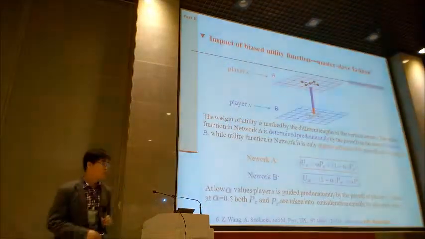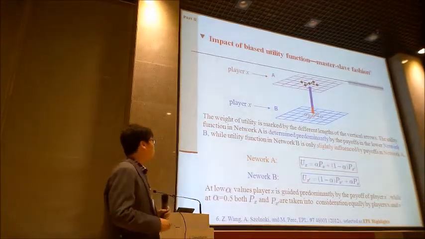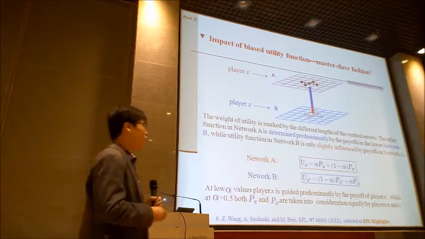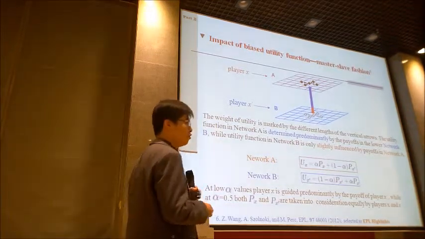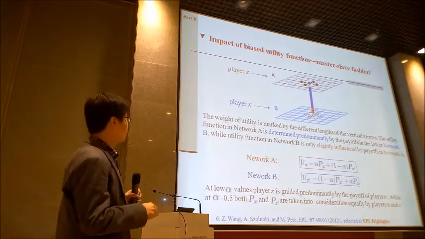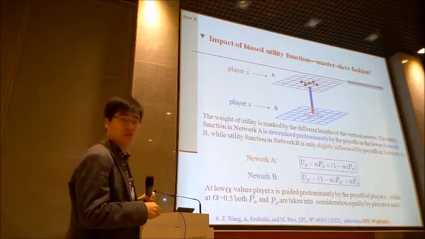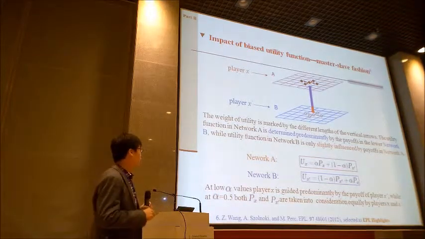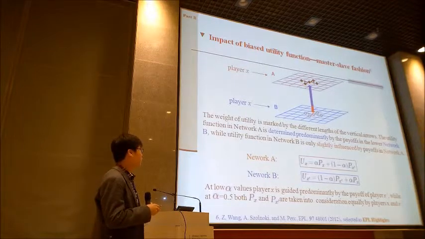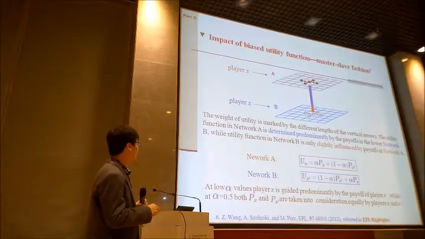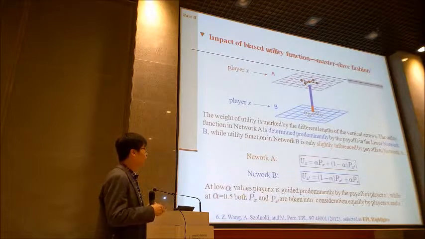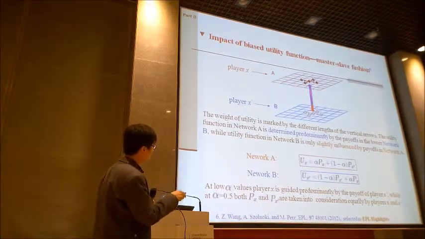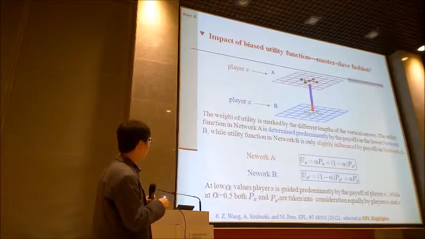Well, except for the unbiased utility function, we also consider the biased utility function. We consider the problem from a master-slave perspective. It means, for example, there are two networks, but the rate of utility is different for the two networks. The rate of utility can be denoted by the length of the vertical arrows.